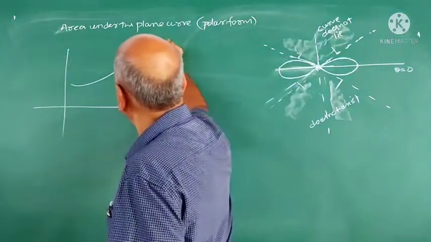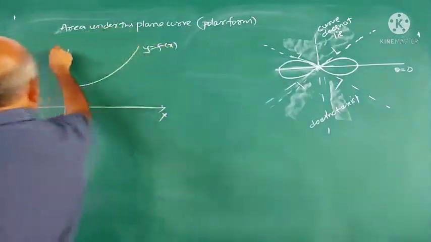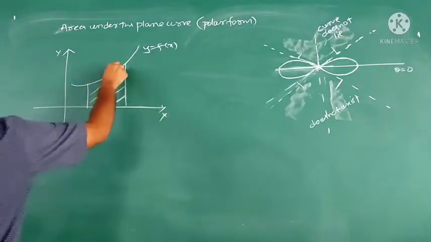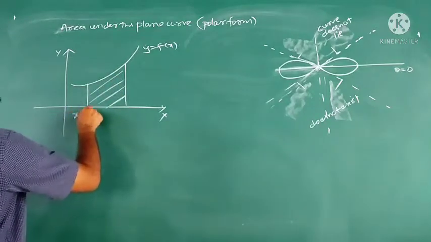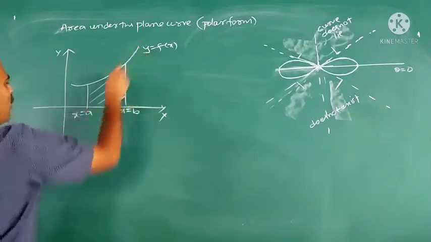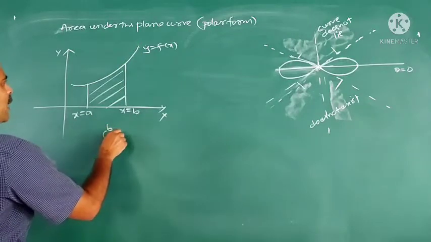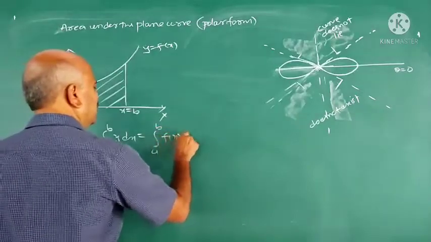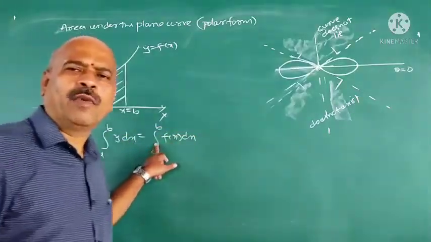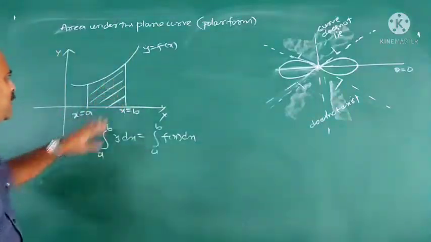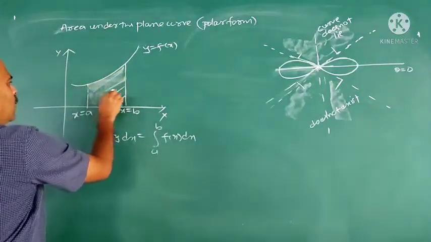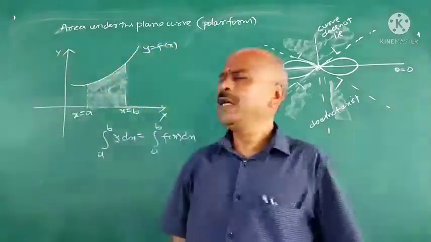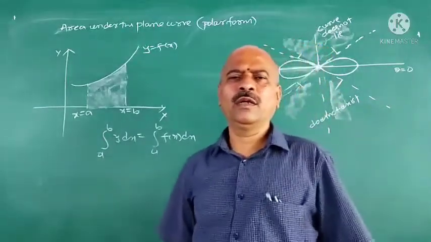Suppose this is the curve y is equal to f of x, and the coordinate axes x and y, and draw the ordinates here. Then the area bounded by this curve and the two ordinates x is equal to a, x is equal to b is given by the integral from a to b of y dx, or a to b f of x dx. This definite integral completely represents this area, and you have used this to find the area under the curve. Area enclosed between curves also you have obtained.